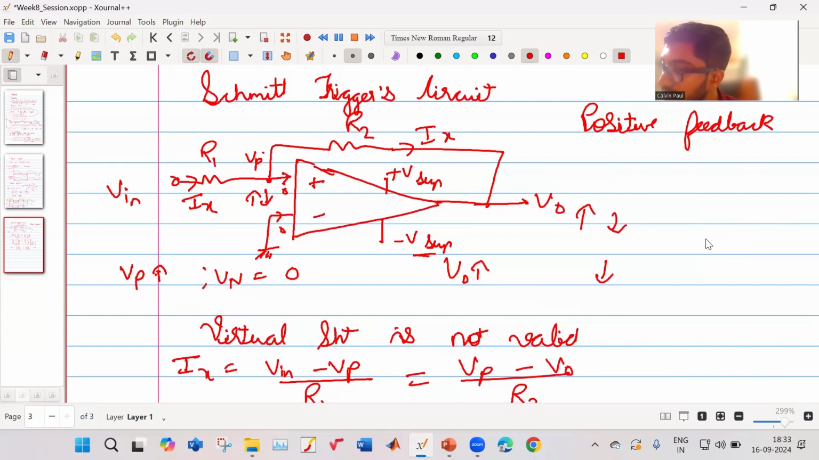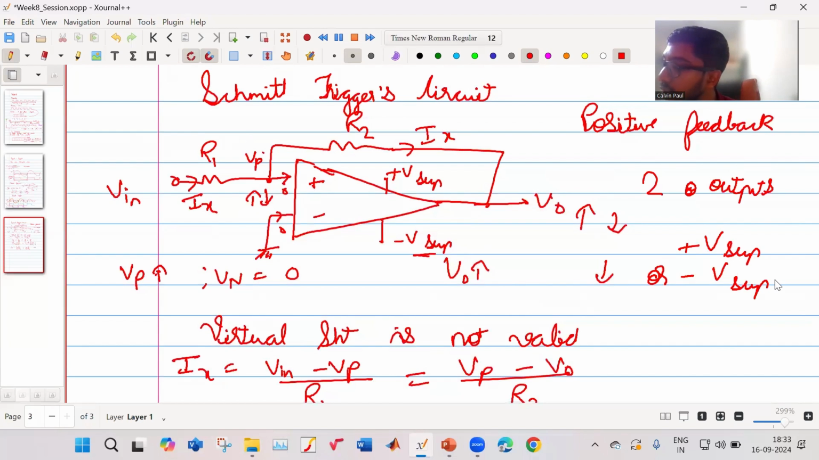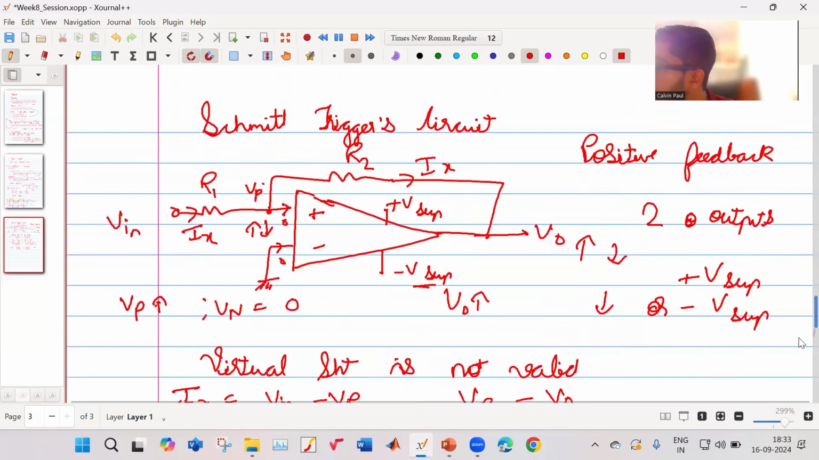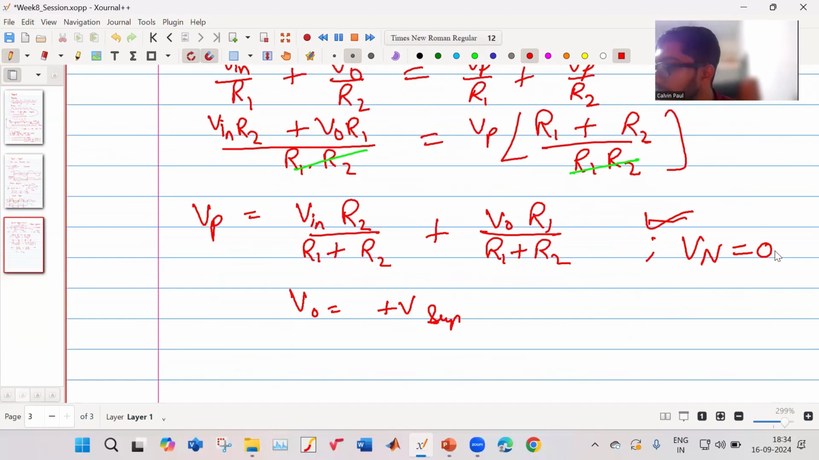Now we will assume. Because of positive feedback, we know this has only two possible outputs. It can either be plus V supply or minus V supply. Only these are the possible outputs of this circuit. Let us assume your V output is plus V supply. Another thing to remember is your Vn is 0.